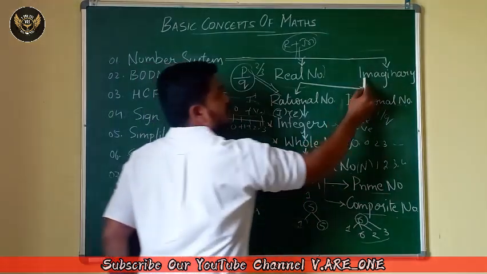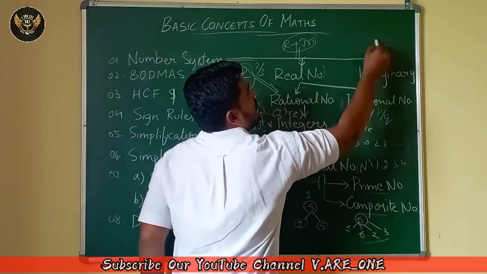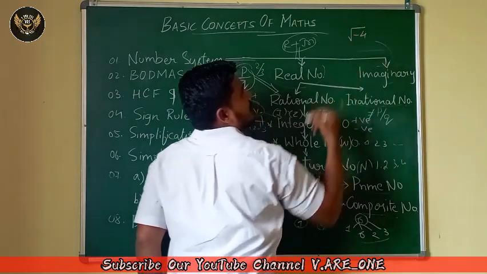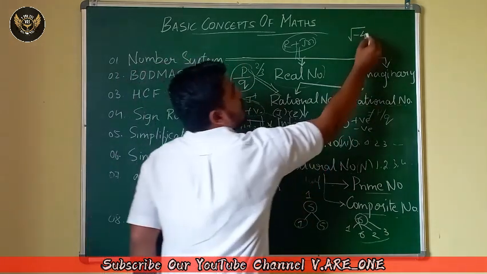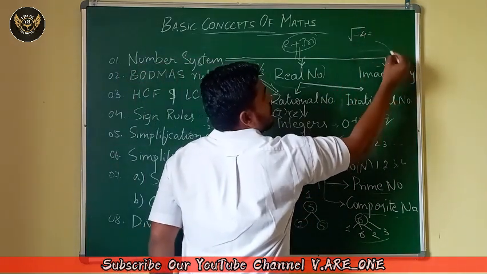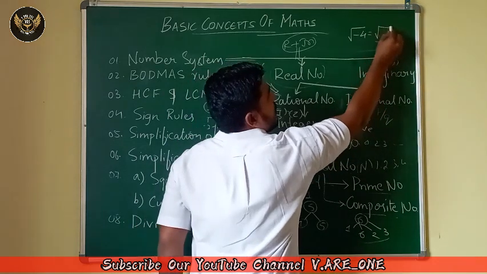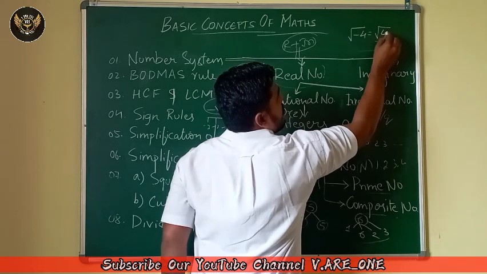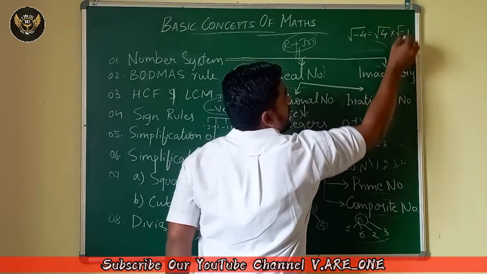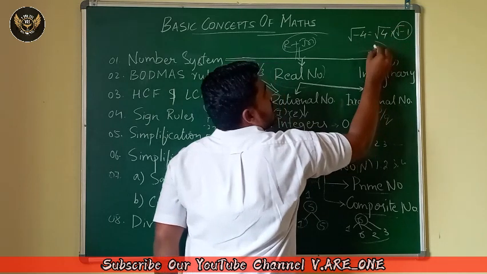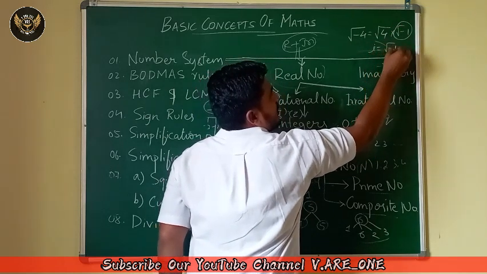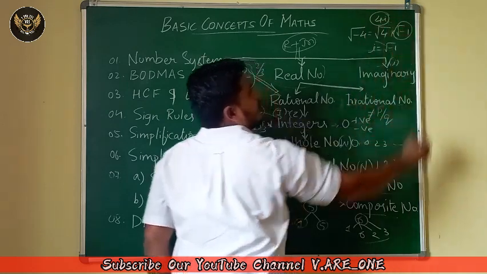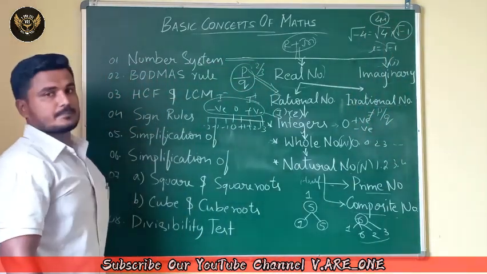And what are imaginary numbers? Imaginary numbers are square roots of negative integers. For example, square root of negative 4. We can represent it using i, small letter i. Square root of negative 4 can be represented as square root of positive 4 into square root of minus 1. Here i is equal to root of minus 1. It is represented as 4i. 4i is an example of an imaginary number.